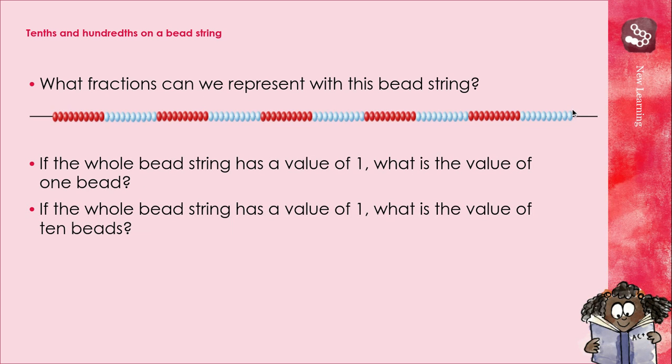Moving on then, if the whole bead string has a value of 1, what is the value of the 10 beads there? Well, we could say it's 10 hundredths, which is absolutely correct, or we could say it's 1/10, because we know it's been split into 10 sections, red, white, red, white, red, white, red, white, red, white, 10 sections. And so one of those is 1/10.